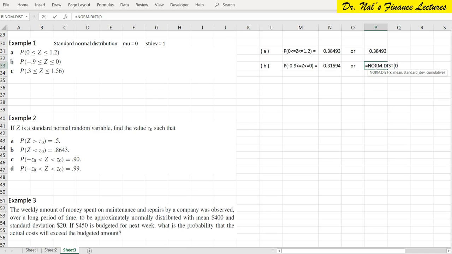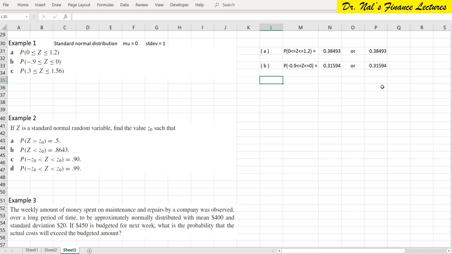So NORM.DIST 0, the area to the left of 0, where the mean is 0, the standard deviation is 1, and then this is true, minus NORM.DIST the area to the left of minus 0.9, mean is 0, standard deviation is 1, true again, and boom, the same answer. All right, fine. Oops, what did I do here?